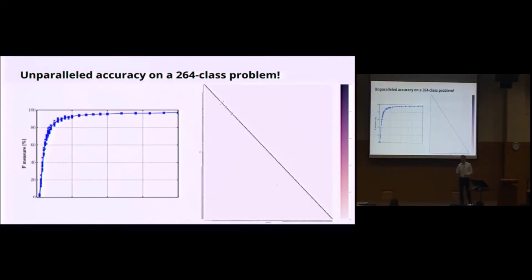I wanted to share this one as well, in terms of the accuracy level you get. In the machine learning crowd, you want to show confusion matrices, and if you see a confusion matrix that looks like this on a 264 class problem, then you have a good solution. So we're able to get this on a 264 class problem.